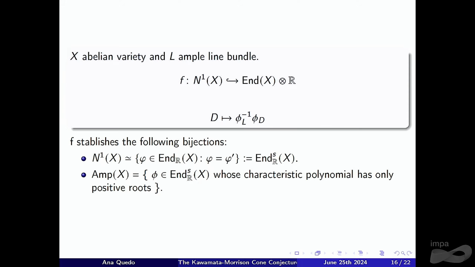That's what we want. We define the embedding in the way that it's written: I take D to phi L minus 1 composed with phi D. And this embedding establishes the following bijections. My N1 here consists exactly of the elements that are preserved by the Rosati involution. And my ample cone consists of the elements that are preserved by the Rosati involution whose characteristic polynomial has only positive roots.